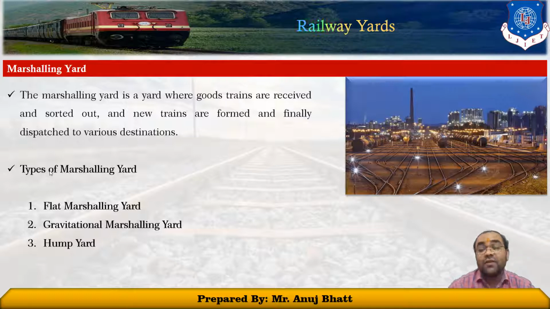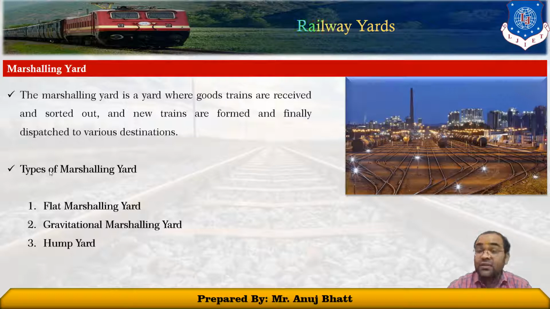This arrangement is therefore adopted when there is a limitation of space, severe limitation of funds, and when the number of wagons is very low. These are the limitations for providing a flat yard: limited space is available, or there is a shortage of funds, and the number of wagons is low. Only in these situations do we prefer to provide flat yards.